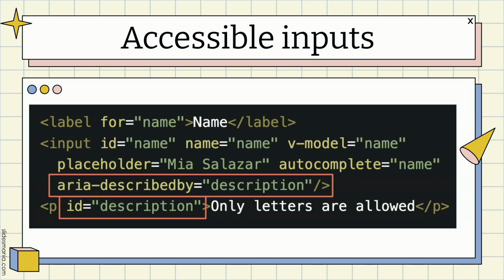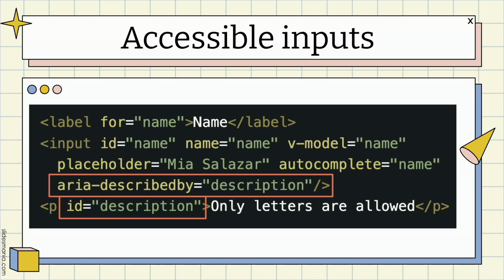On the other hand, let's imagine that we want to give more information to the user. For example, we want to tell him that he can only write letters on this input. We can place this text next to the input. However, this is not going to be enough for an assistive technology, because someone who doesn't have any visual impairment will understand that this text is giving us information about this input because they are nearby. However, assistive technology won't get this information. How can we do that?